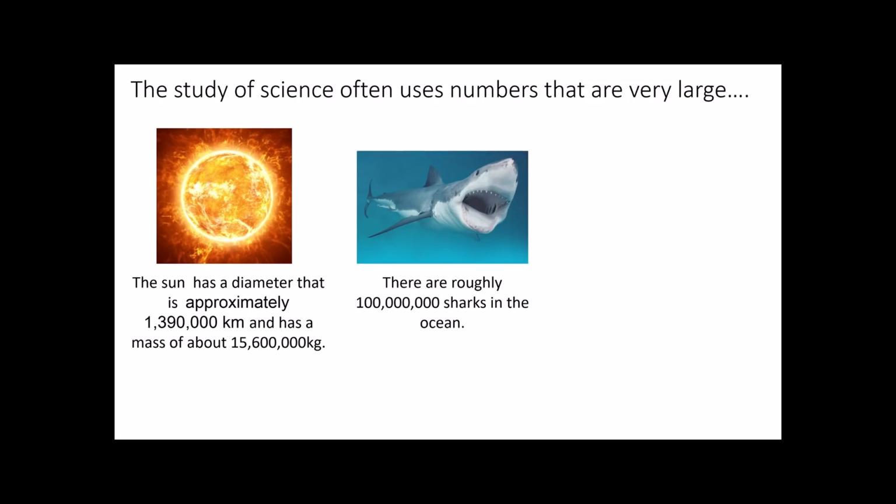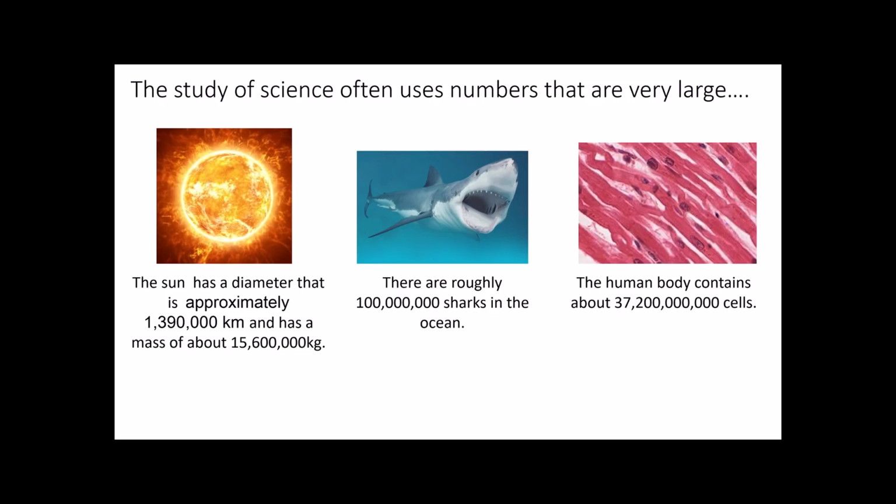We don't really have much of a frame of reference for something that is that big. Or we could talk about the fact that there are 100 million sharks in the ocean. We know what a shark is. We can visualize 10 sharks or 100 sharks, but this idea of 100 million is very, very difficult for us to wrap our minds around. Or we could talk about the fact that the human body contains about 37,200,000,000 cells. That's a lot of cells, and I can think about numbers that are fairly large, but when you get to things like billions, conceptually the number's so large it's really difficult for us to have an idea of what that means.